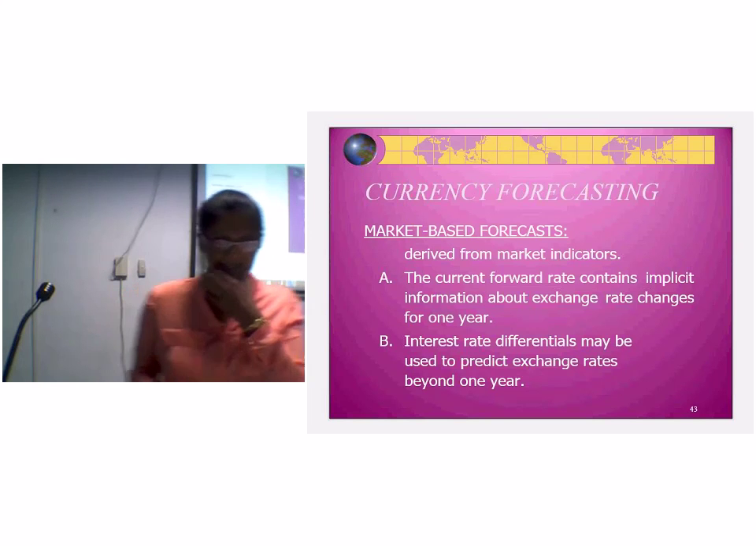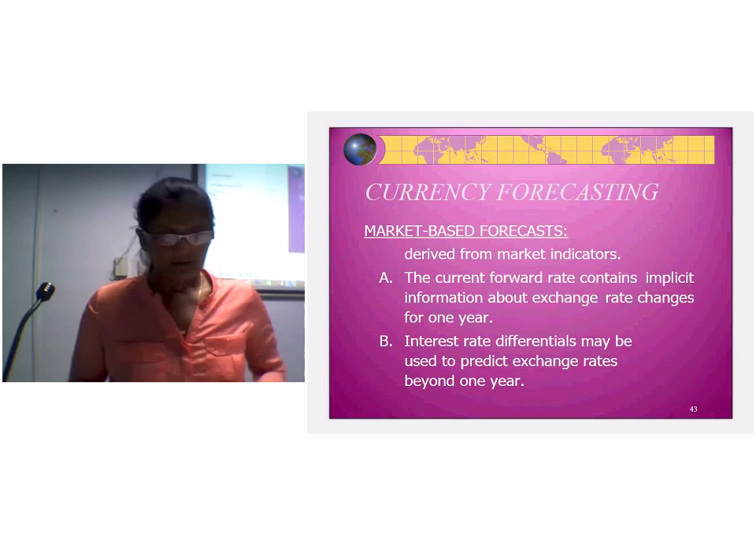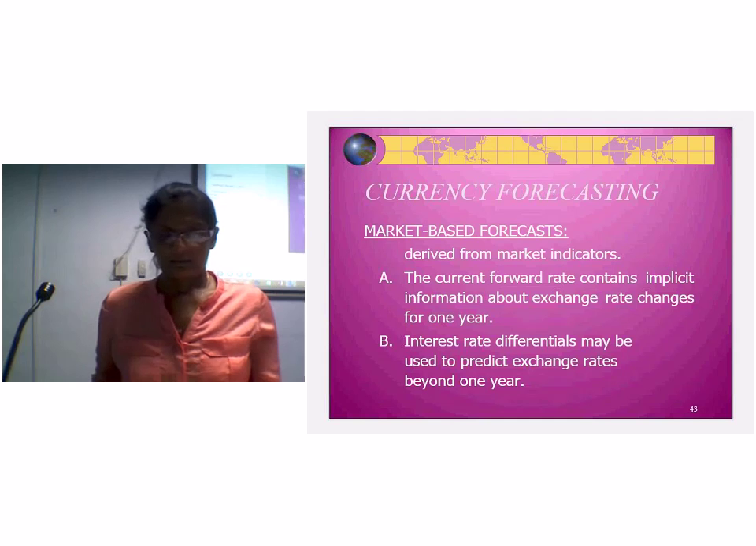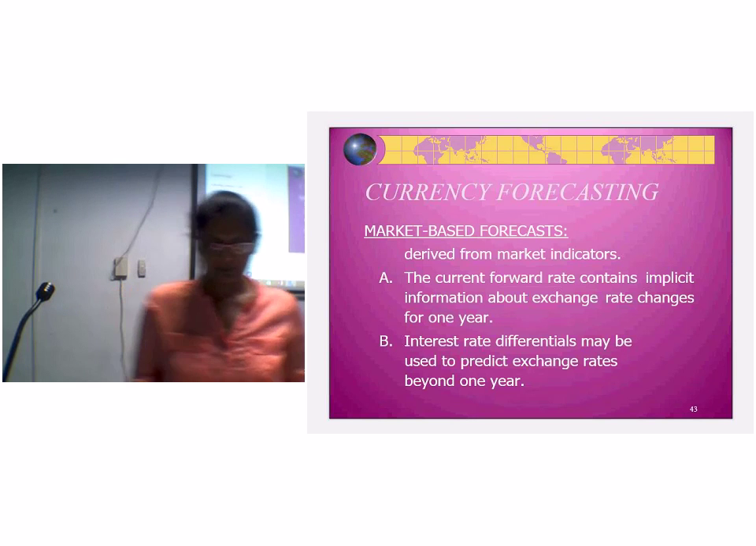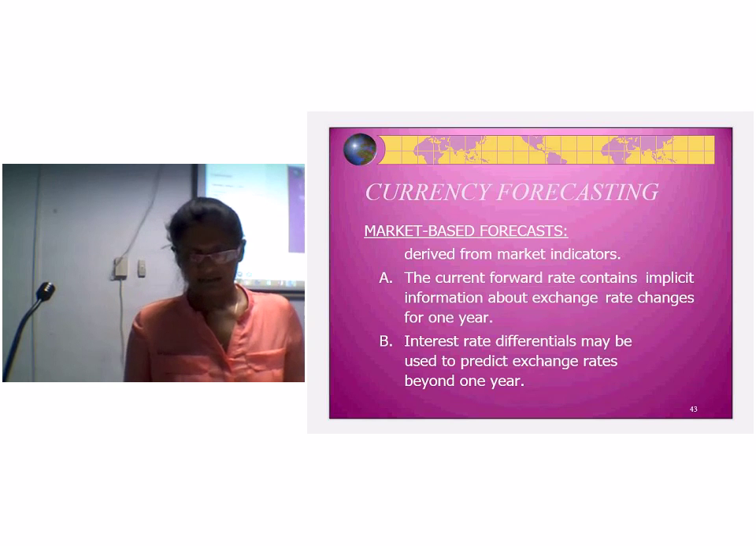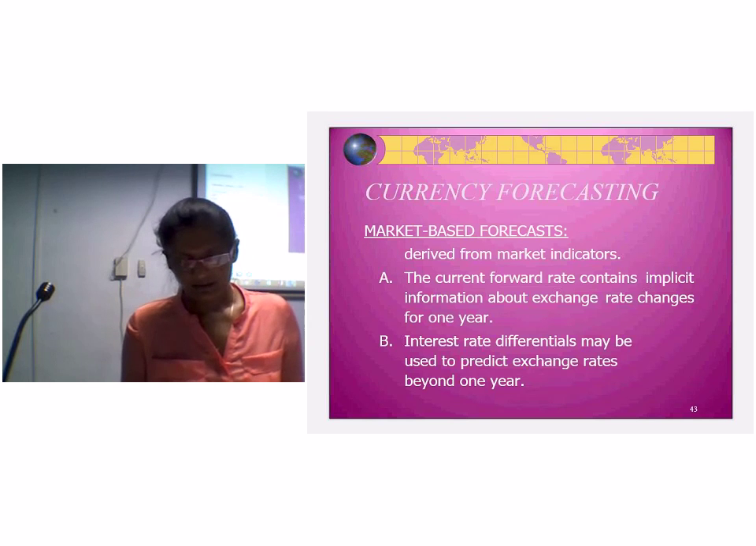What is this current forward rate? It contains implicit information about exchange rate changes. The current forward rate is what you get when you adjust the spot rate with the interest rate differential of two countries.